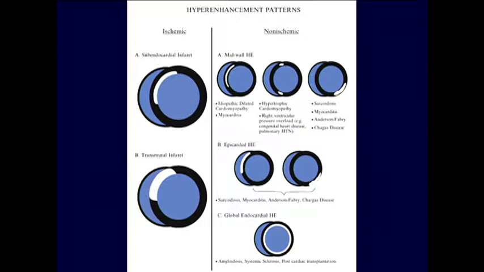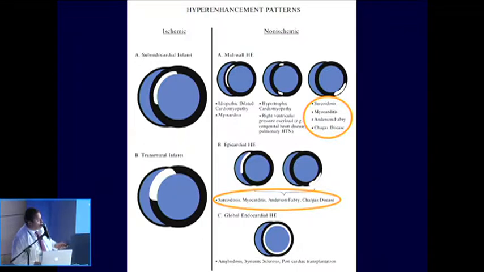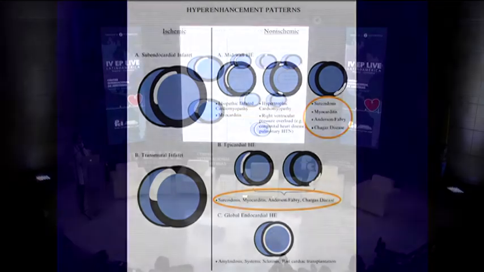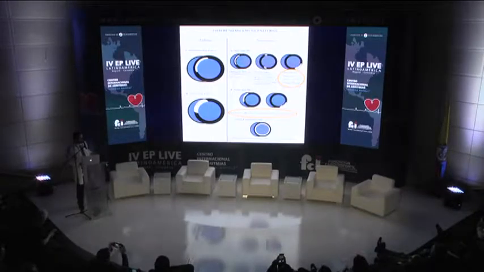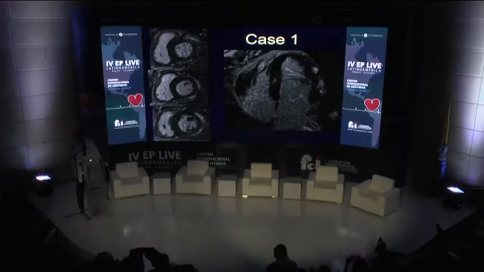In particular, when we put together the clinical findings with the MRI findings, we find that the subepicardial and mesocardial findings usually are shared by these four diseases. Mesocardial and epicardial, usually sarcoidosis, myocarditis, Anderson-Fabry or Chagas, depending on the clinical context and on other abnormalities that we see. This was the MRI.